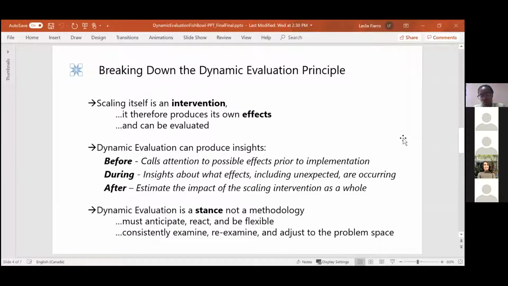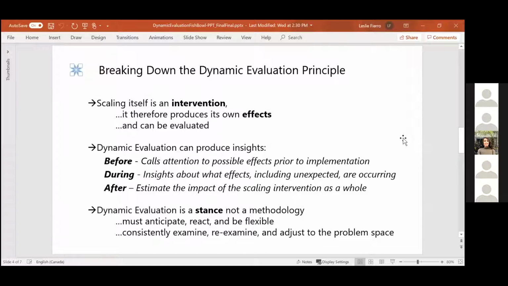Then of course there's during. You can be thinking about what we were just talking about on the previous slide, asking questions about the processes or maybe some of the early outcomes as part of this. And then after the scaling effort, we can also think about the impact, right? Of course, recognizing that when we're evaluating and looking at impact, we often need to have started that process earlier on, at least the data collection aspects of it, right? But we can look at the scaling intervention as a whole and think about the impacts that may have come from it.